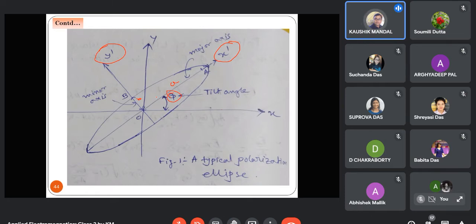Any from your side, what will be the shape of this particular ellipse? Hello. Hello.